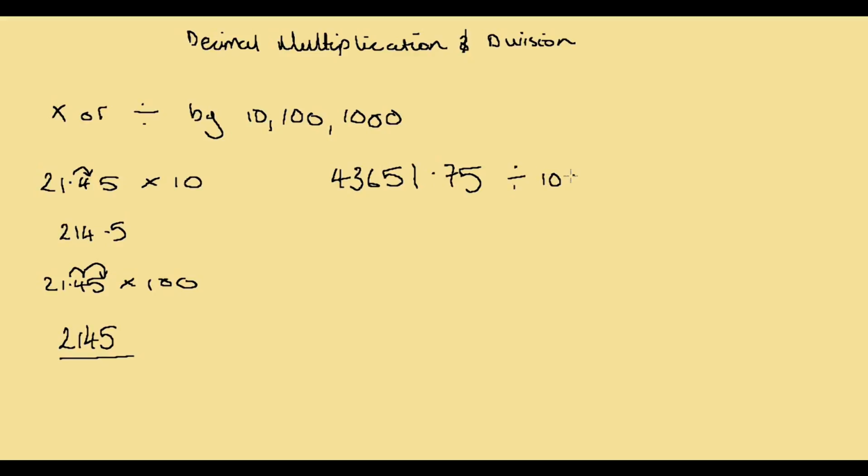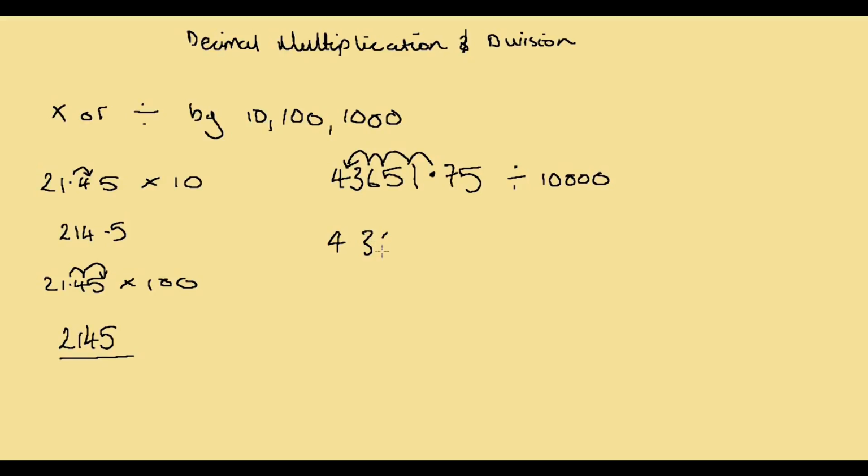43,651.75, and I want to divide that by 10,000. So first of all, identify the decimal place or decimal point, which is here. How many spaces will I move it? Well, there's 5 digits or 4 zeros, so I'm going to move it 4 spaces. But because I'm dividing, I need to make the number smaller. So dividing means moving the decimal point to the left-hand direction. So there's 1, 2, 3, 4 spaces, and these loops are jumping over the numbers. So this tells me the decimal point needs to be between the 4 and the 3.